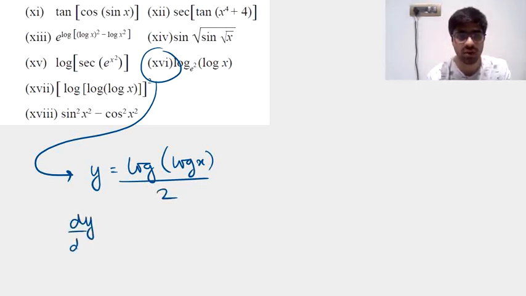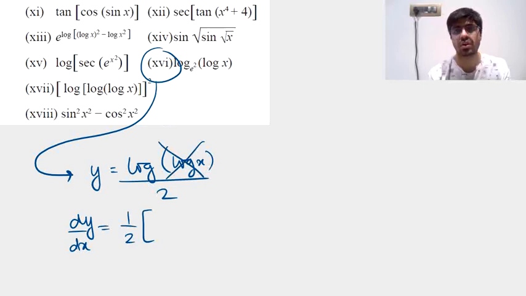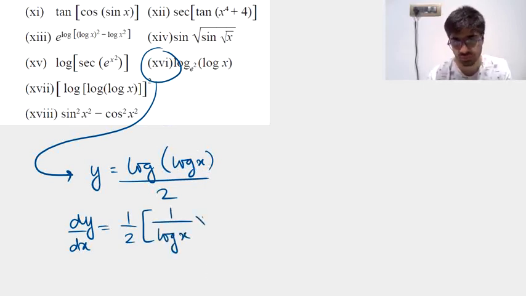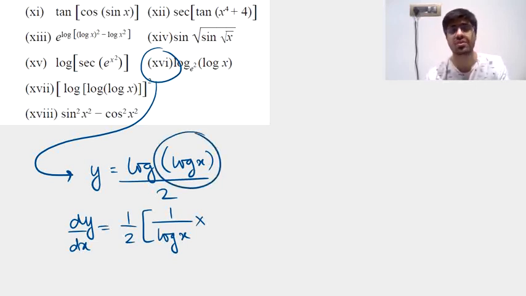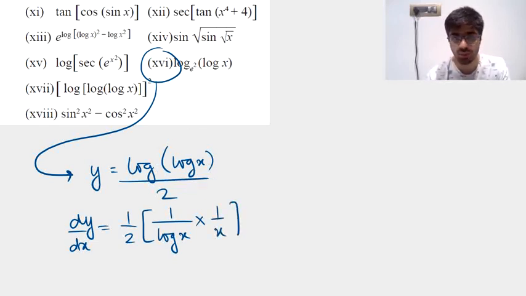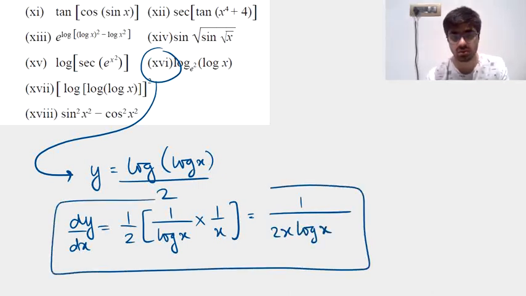Now you can take dy by dx because 1 upon 2 is a constant. Log of something, derivative is 1 upon that something, so this will be 1 upon log x. Multiply that further with the derivative of log x, which is simply 1 upon x. So this will be 1 upon 2x log x, and that is dy by dx.